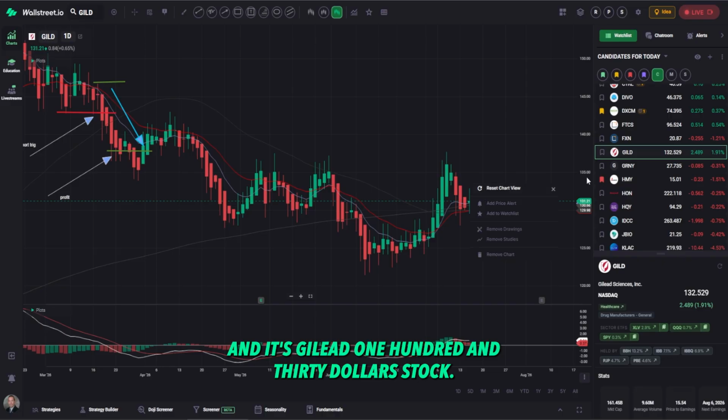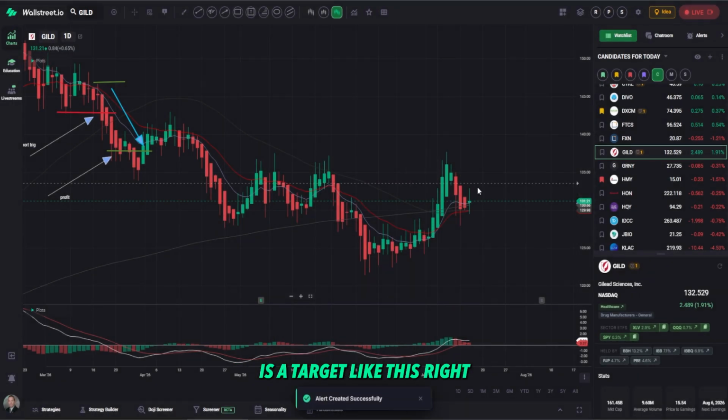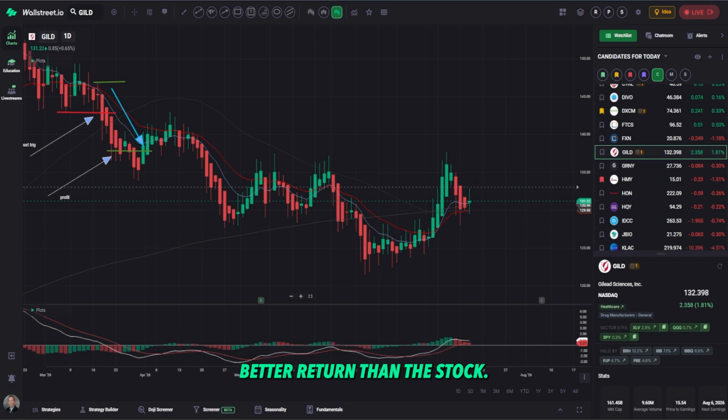And it's Gilead, $130 stock. What kind of option? So your target. The nice thing about options is a target like this right here will double your money on a long call. The cost of your long call on a 1-to-1 will give you a better return than the stock, of course. Could you do stock? Yeah.